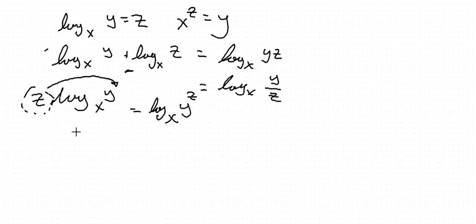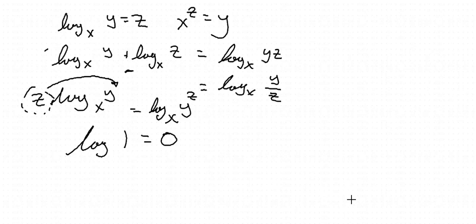And then the last thing is the log of one is always equal to zero. It doesn't matter what the base is. Because anything to the zero power equals what? One. So those are your four rules that you can use. So let's do some problems where we're condensing and expanding logs.